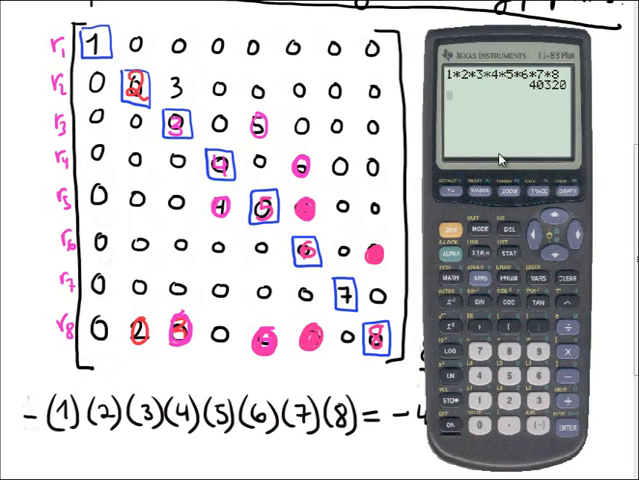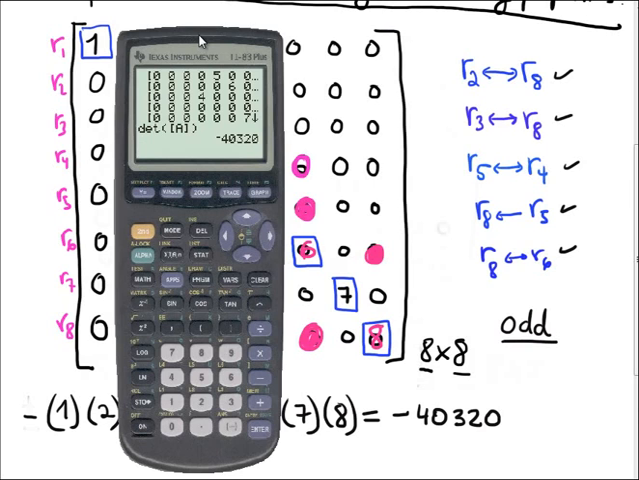This matrix. I put in the matrix A. Look at the matrix. Yeah, I computed the determinant. And the answer was the same. The answer was negative 40,320. Good.